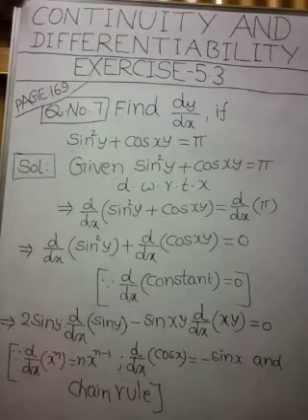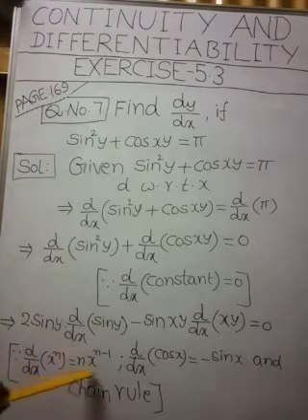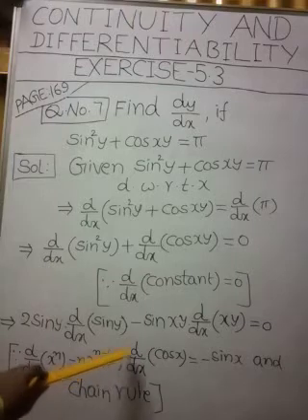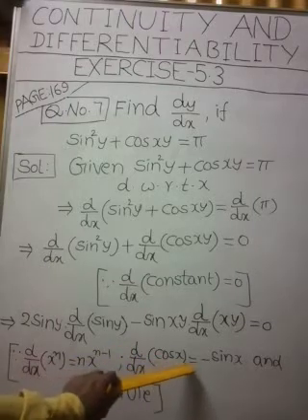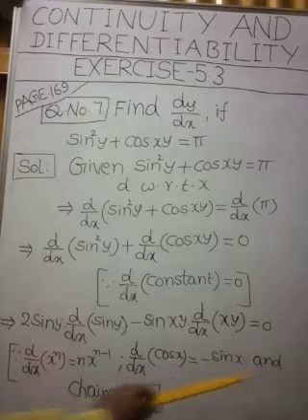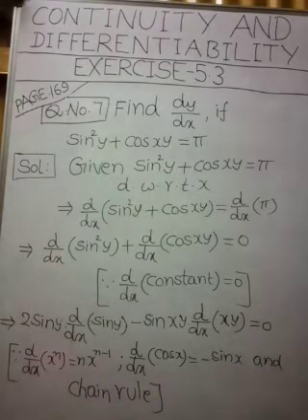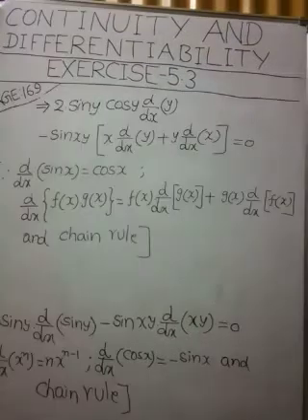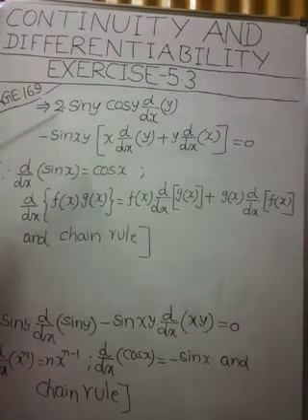In this step, I used the formula d by dx of x^n is equal to n x^(n-1), the formula d by dx of cos x is equal to minus sin x, and also the chain rule. Okay, my dear children? Understood? Right. So after this step, let us take this step.